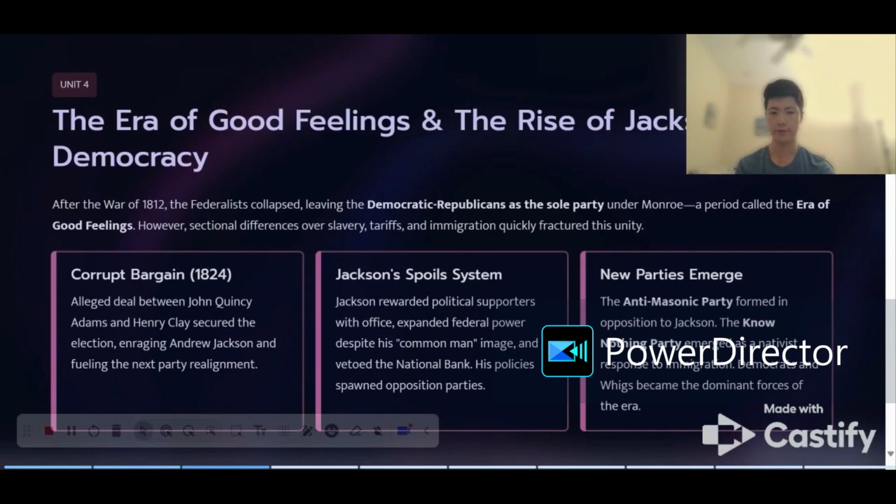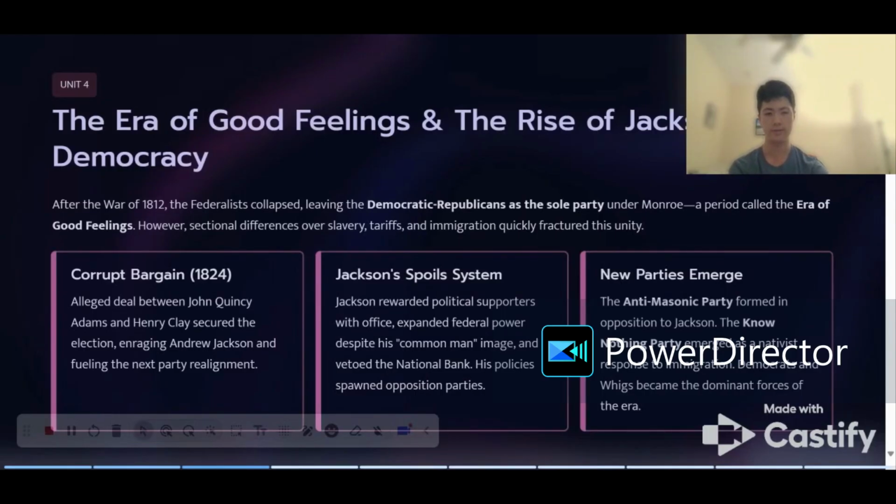This becomes very clear in the election of 1824. Andrew Jackson wins the popular vote but loses the presidency after John Quincy Adams gets voted in by the House of Representatives. Jackson and his supporters say this was a corrupt bargain. They say that Henry Clay and Adams made a deal. Jackson gets really popular. Remember, he was a big war hero.